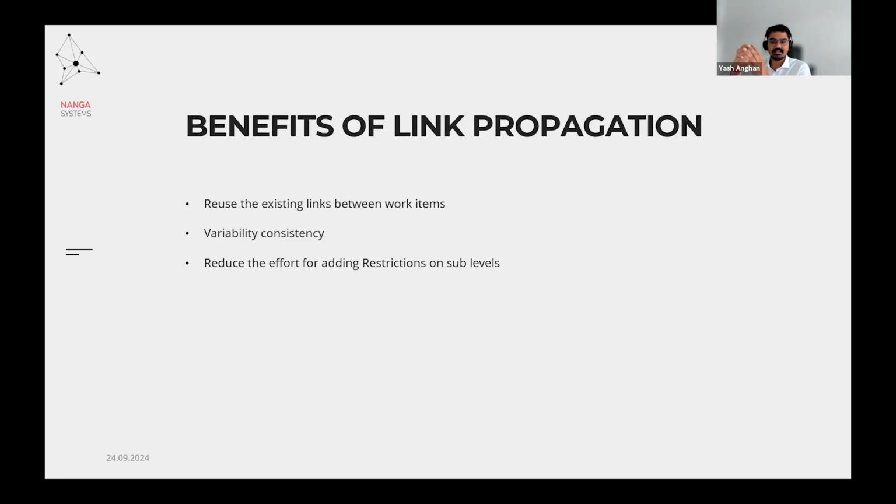And the second is the variability consistency. By automating link propagation, you maintain the complete variability consistency across your product line, automatically reducing the chance of errors, right? And the last one is reducing the effort for adding restrictions on sub levels as well. So you reduce the need to add restrictions manually at multiple levels, which can normally be a tedious or error-prone process. But we can easily avoid it with the help of link propagation.